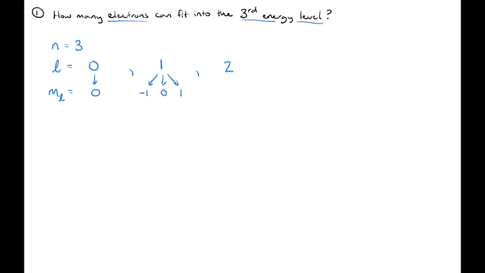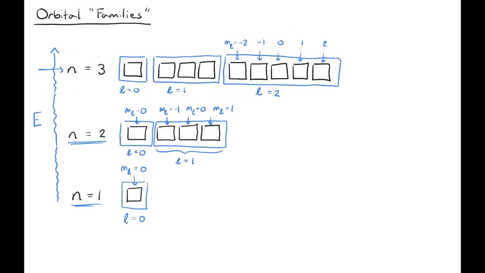And then I have L value equal to 2 in my last possibility, and I'm actually going to end up with 5 possibilities here. M sub L can equal any of these numbers, anywhere from -2 to +2. All right. So if I go back to my diagram, I can see that on the slide as well.